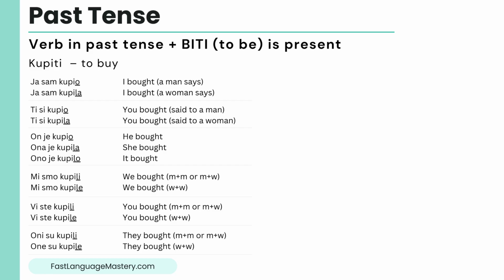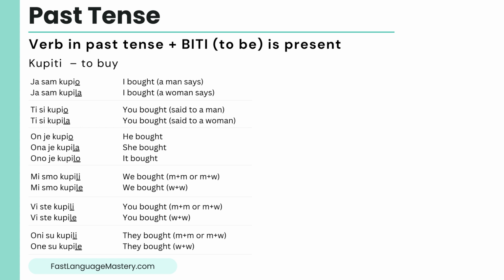Mi smo kupili, we bought. We say it if we are a man with men or a man with women. Mi smo kupile, we bought. We say it if we are only women. Vi ste kupili, you bought. We address men and men or men and women. Vi ste kupile, you bought. We address women and women. Oni su kupili, they bought. One su kupile, they bought. The same logic here. So let's recap it quickly.